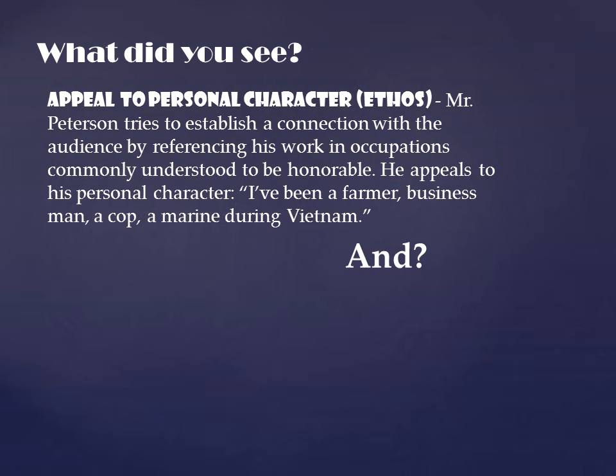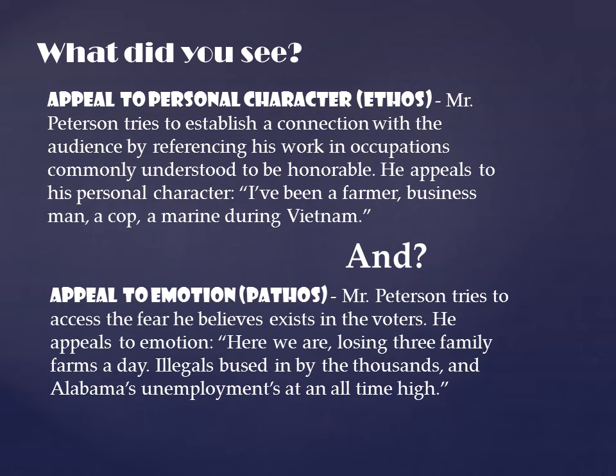And there's one other prominent one. The appeal to emotion, pathos. He tries to access the fear he believes exists in voters. He appeals to their emotions, saying, here we are losing 3 family farms a day while illegals bust in by the thousands and Alabama's unemployment is at an all-time high. So pathos in this example is, you could say, anger or fear. And that's a very common use of pathos because fear and anger are very motivating. So if you can tap into people's anger or fear or whatever negative emotion, you can often persuade them using that.